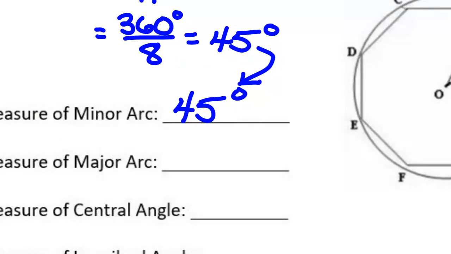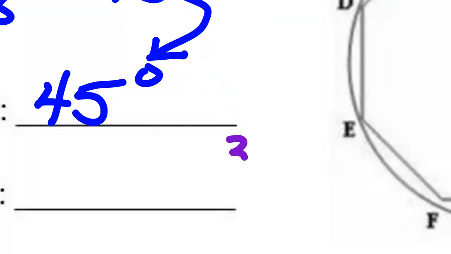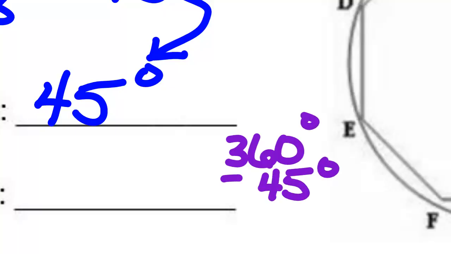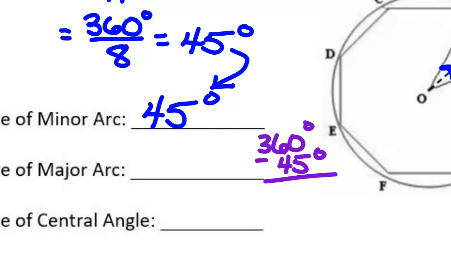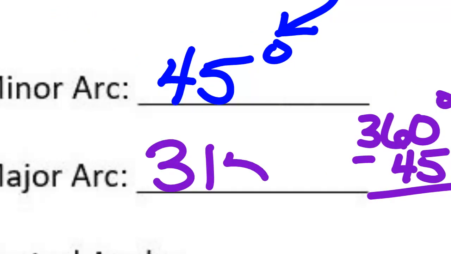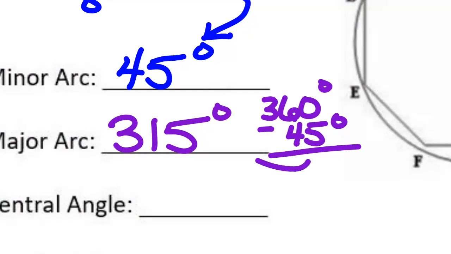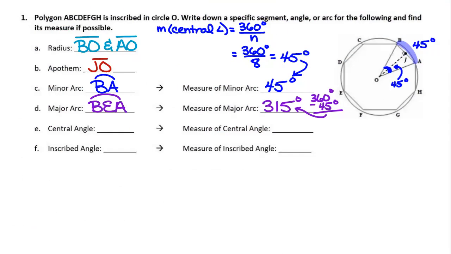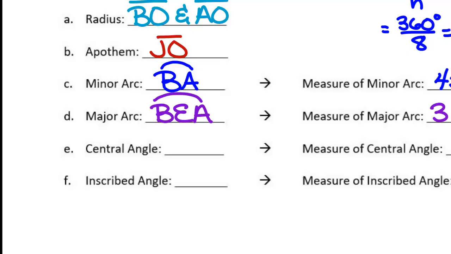And we want that measurement as well. How many degrees is it around a whole circle? 360. And this is almost the whole circle, except for how much? 45. Except for 45 degrees. So I can do 360 degrees minus 45 degrees. What is 360 minus 45? 315. Great.